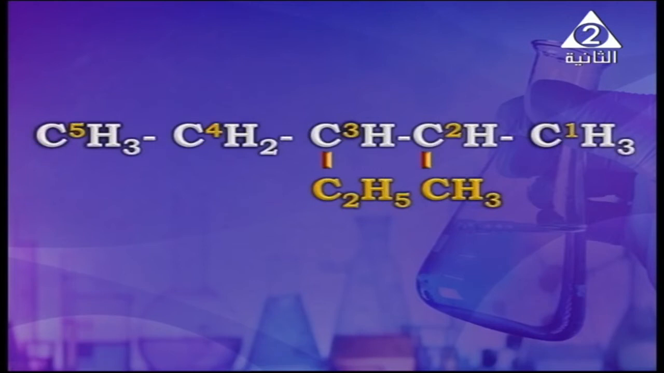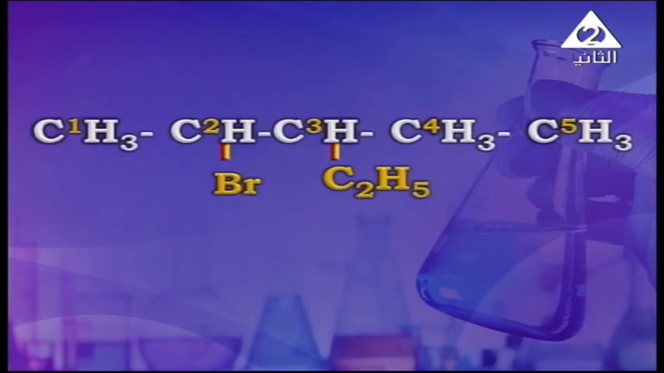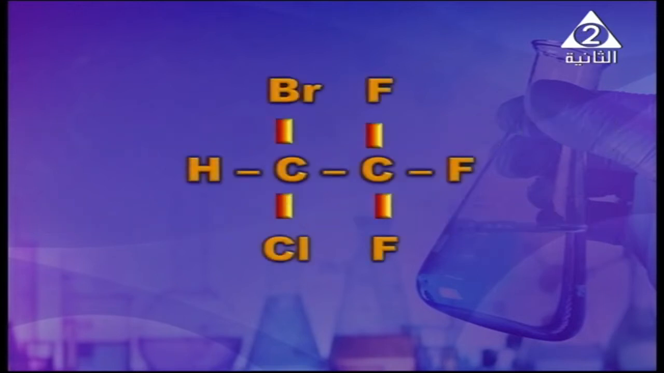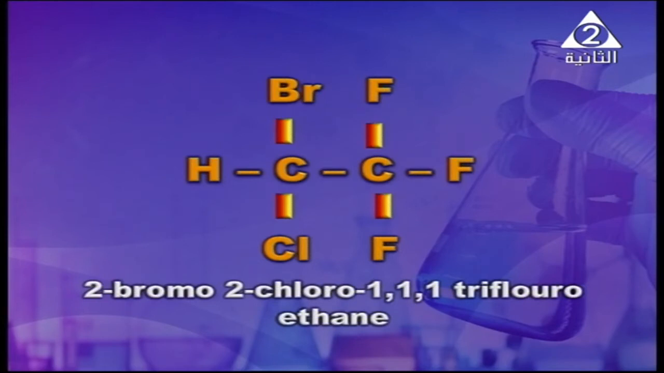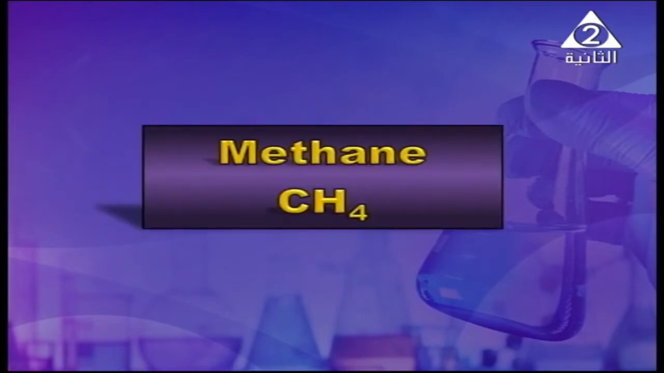Another example here, it will be 2-bromo-3-chlorobutane. Another example, it will be 3-ethyl-2-methylpentane. Another example, it will be 2-bromo-3-ethylpentane. And another example here, it will be 2-bromo-2-chloro-1,1,1-trifluoroethane.